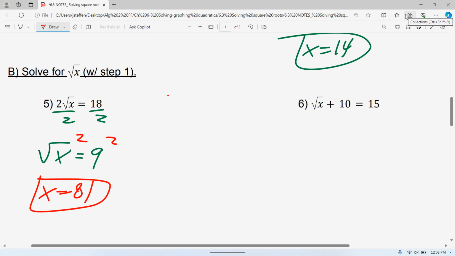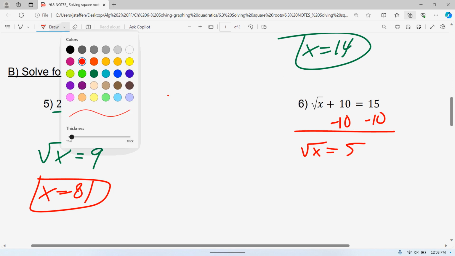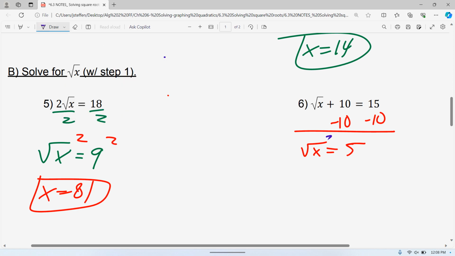Same thing, number 6. We can't cancel the square root yet. We have to subtract the 10. So the square root of x is equal to 5. Now, since the square root is by itself, you can take both sides and square them. So x is equal to 25.